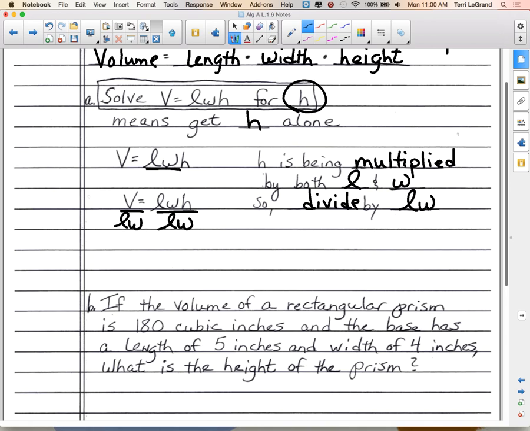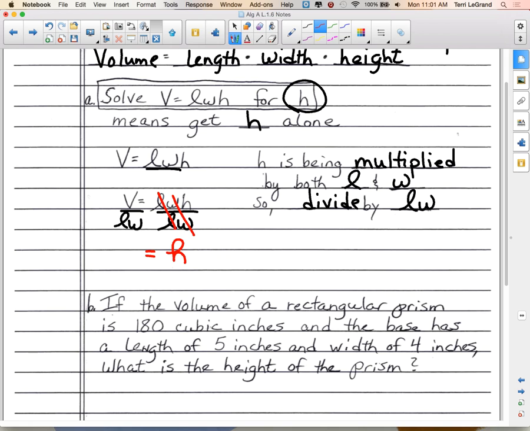Because it's multiplication, just like it was in our distance formula, when you have multiplication upstairs and downstairs with the same factors, you can cancel them. So these L's cancel, these W's cancel, only because there's multiplication. There's no addition going on here, no subtraction going on here. This is why we can cancel them. Now H is by itself over there.